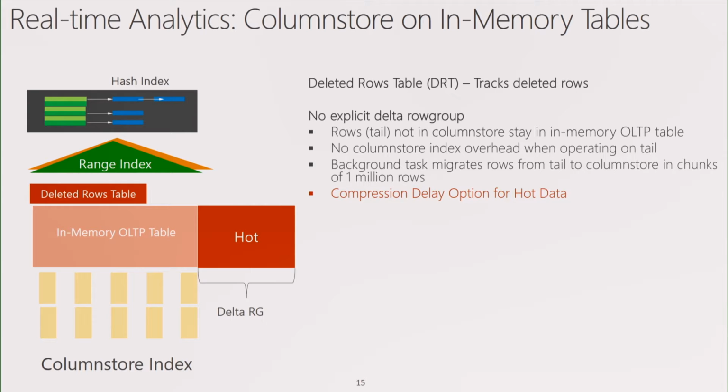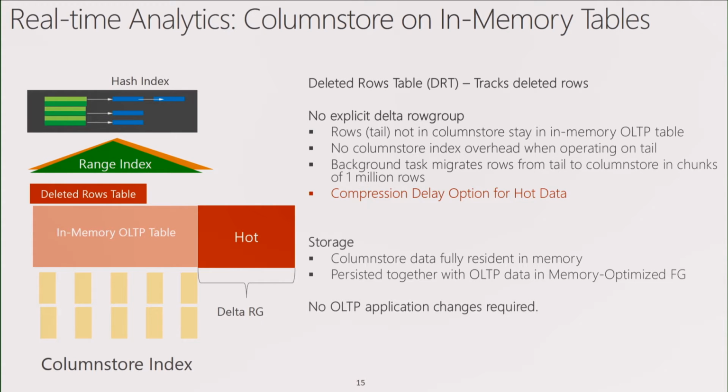You have a compression delay option for hot tables, just like on disk. There's a background task that migrates rows from the tail of the in-memory OLTP table into the column store in chunks of about 1 million rows.